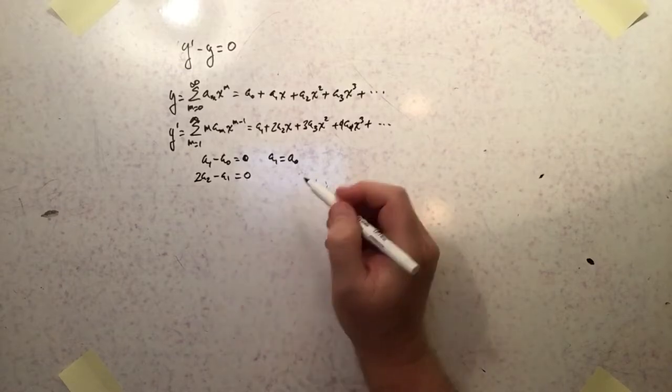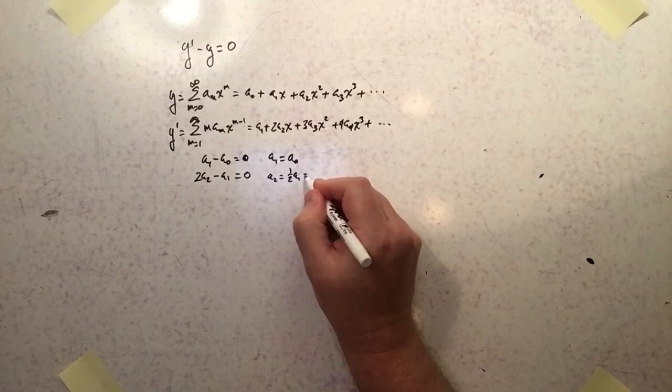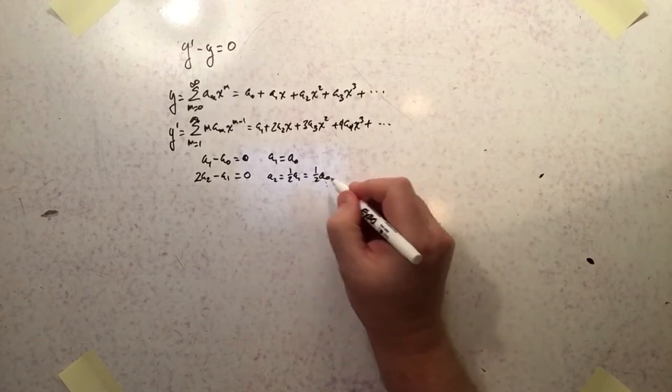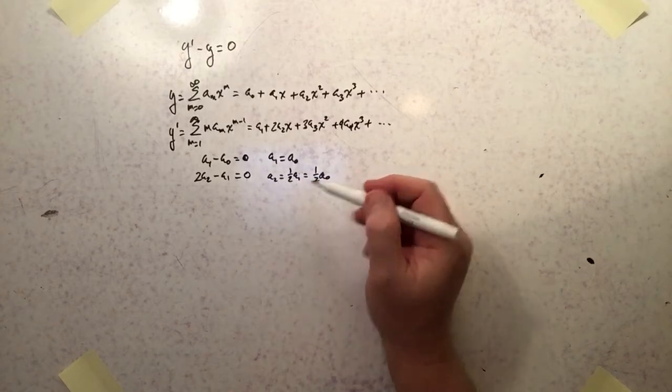And from that I get that a2 is equal to 1/2 of a1, but a1 was already equal to a0, so it's 1/2 of a0. And this is encouraging. I'm getting the whole series in terms of a0 alone. That's really one of my goals.